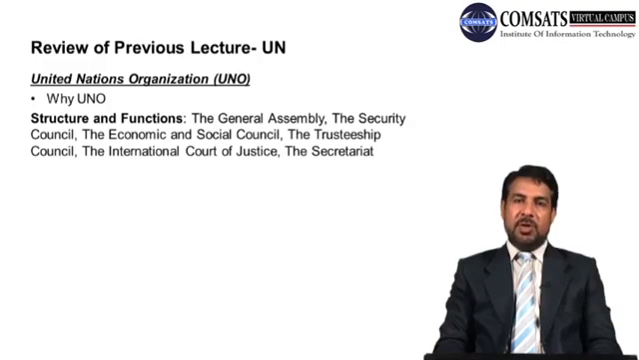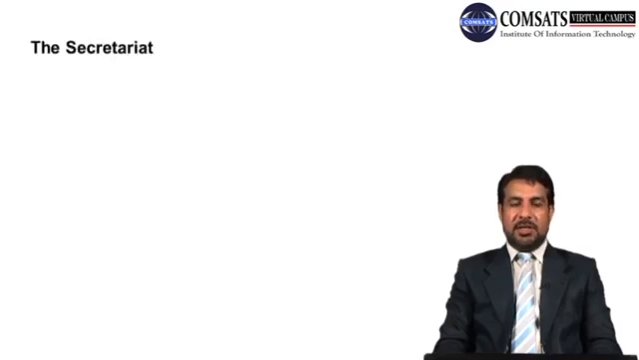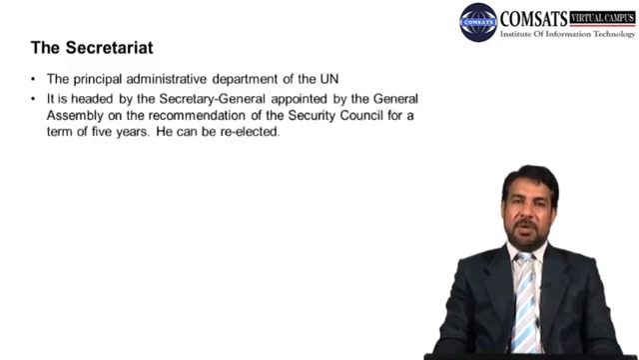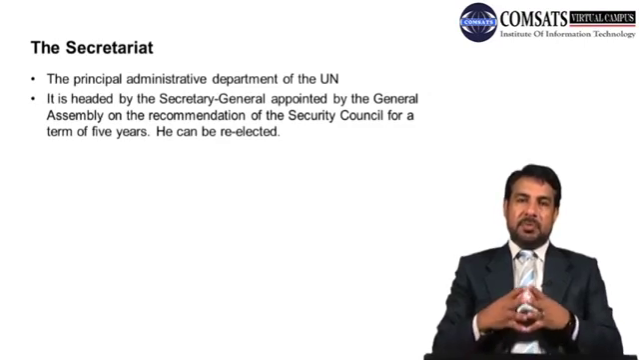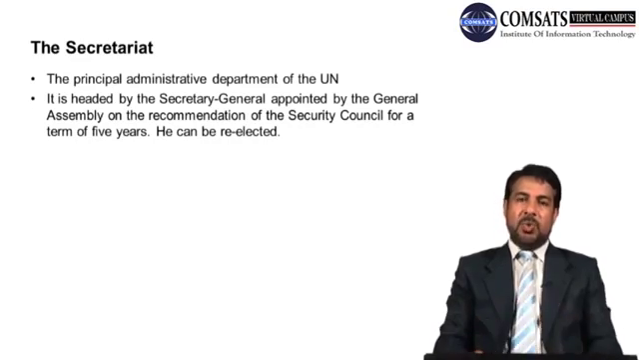Today we will start our new lecture with the last organ, which is the Secretariat. The Secretariat is the principal administrative department of the United Nations. This is its administrative department, where its different offices are. They do all kinds of official jobs, and they prepare records for the General Assembly and Security Council.